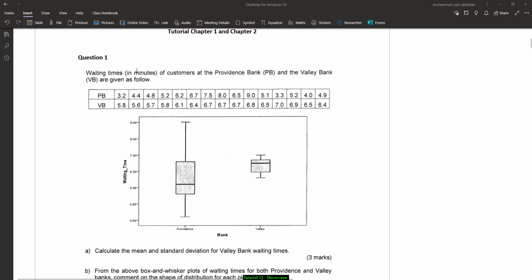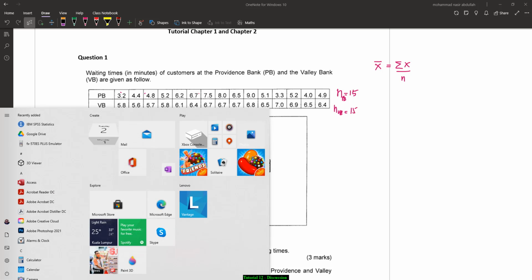We have how many data? 1, 2, 3, 4, 5, 6, 7, 8, 9, 10, 11, 12, 13, 14, 15. So you get n equal to 15, PB is equal to 15 and VB also equal to 15. Right? So they ask us to calculate the mean and standard deviation. The formula for the mean is summation of x divided by n. So you need to plug the values into the calculator.